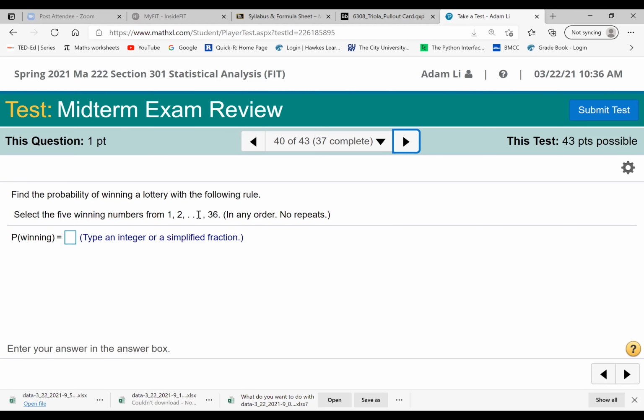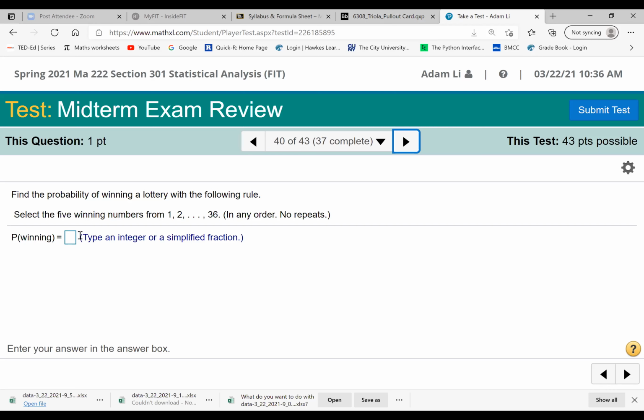Then question 40. Find the probability of winning a lottery with the following rule. Select the 5 winning numbers from 1 to 36. The total is 36 numbers. And the way you come up with the correct counting is by taking 36 minus 1, adding 1, including the first number. That's why we know there are 36 numbers between 1 and 36. So we are picking 5 winning numbers out of 36, and the order does not matter. As soon as you have those 5 winning numbers, you win the lottery game.